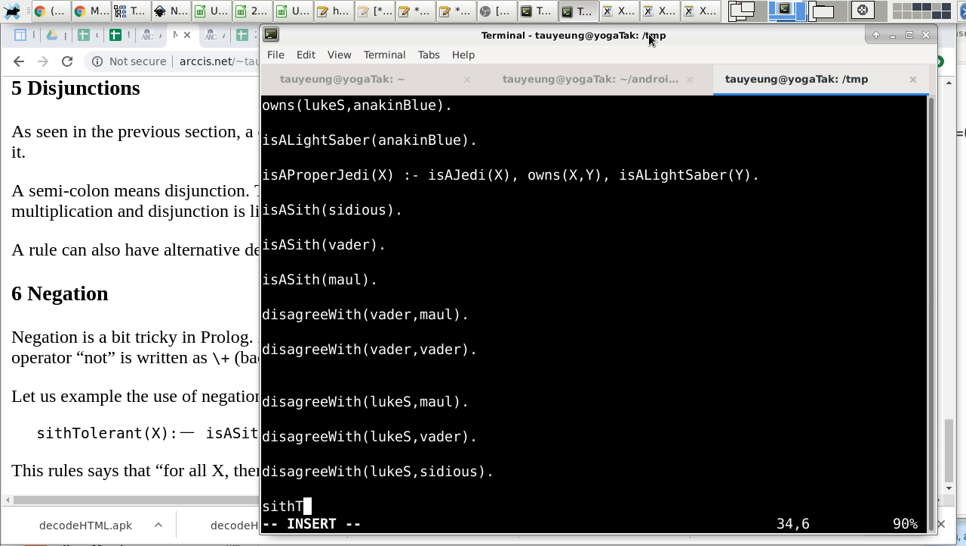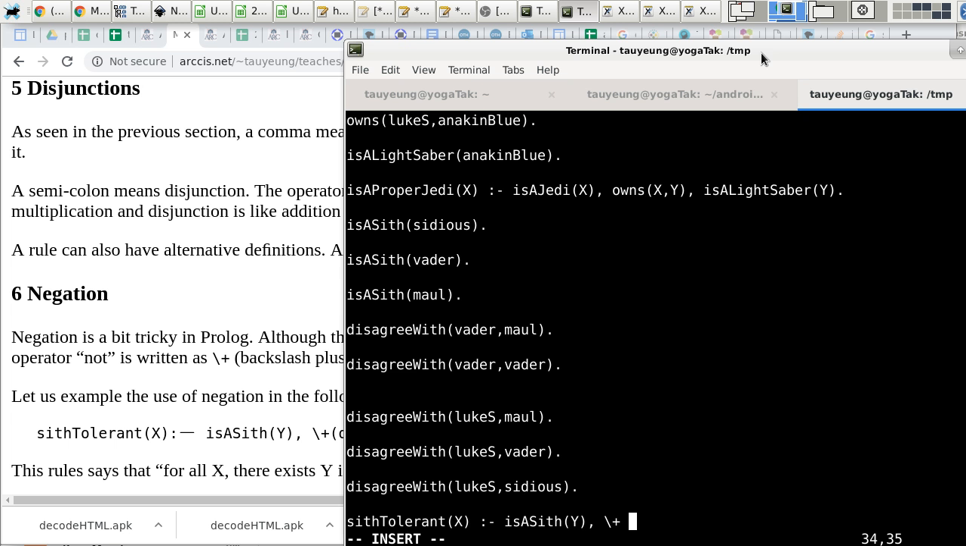So now we can say Sith tolerant. Okay, so X is Sith tolerant only if, remember how we read the colon dash, is a Sith, find me a Sith, Y, and it is not confirmed that X disagrees with Y. Because if that is not confirmed, then implicitly we know that X agrees with Y, and then we can say X is Sith tolerant, because there's no confirmation of the disagreement. So are we doing okay so far with this?